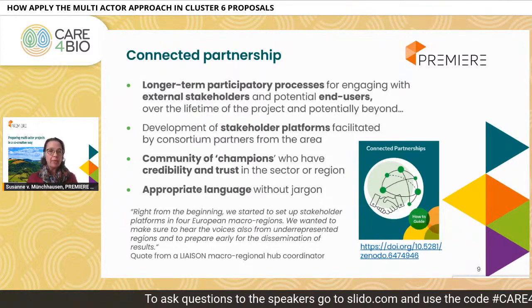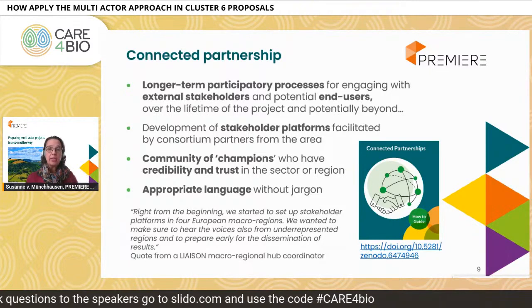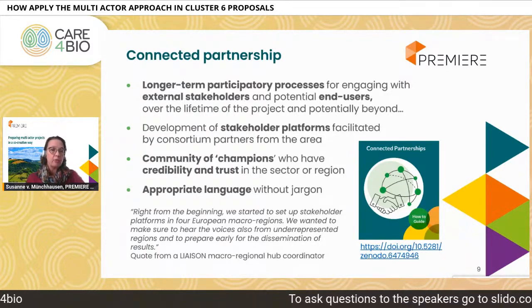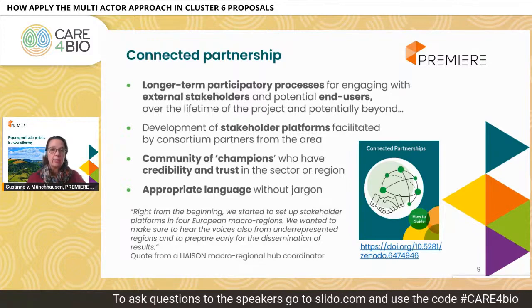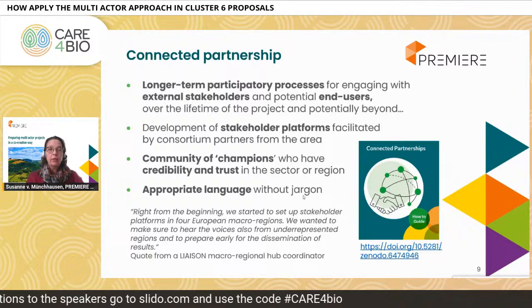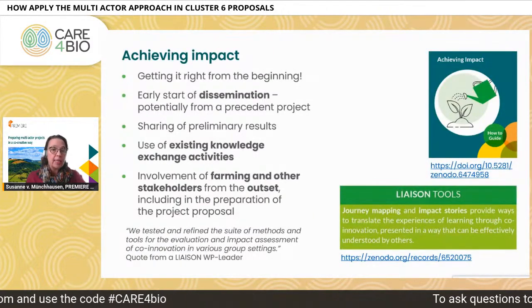And here's a quote from a LIAISON macro-regional hub coordinator: Right from the beginning, we started to set up stakeholder platforms in 4 European macro-regions. We wanted to make sure to hear the voices also from underrepresented regions and to prepare early for the dissemination of results. Achieving impact, getting it right from the beginning, early start of dissemination, sharing preliminary results.